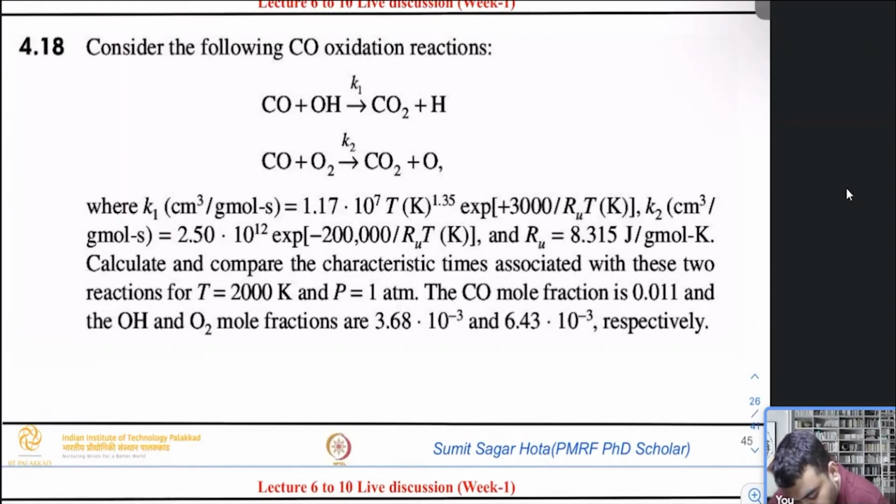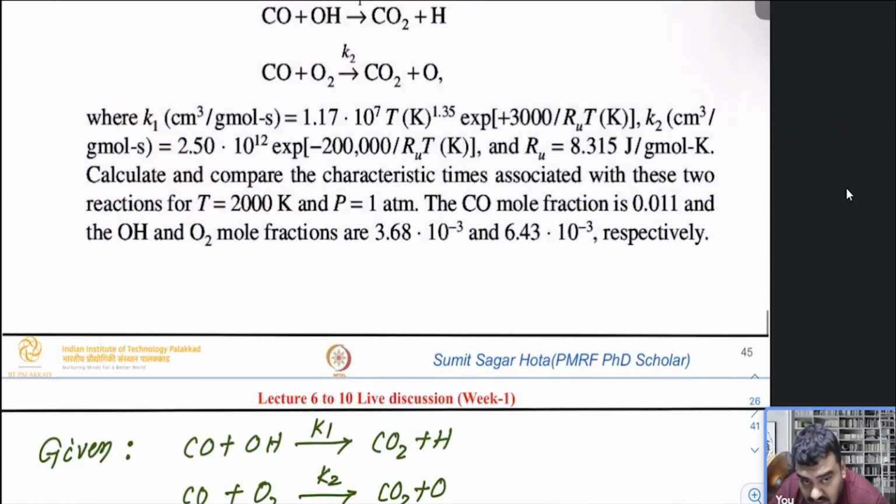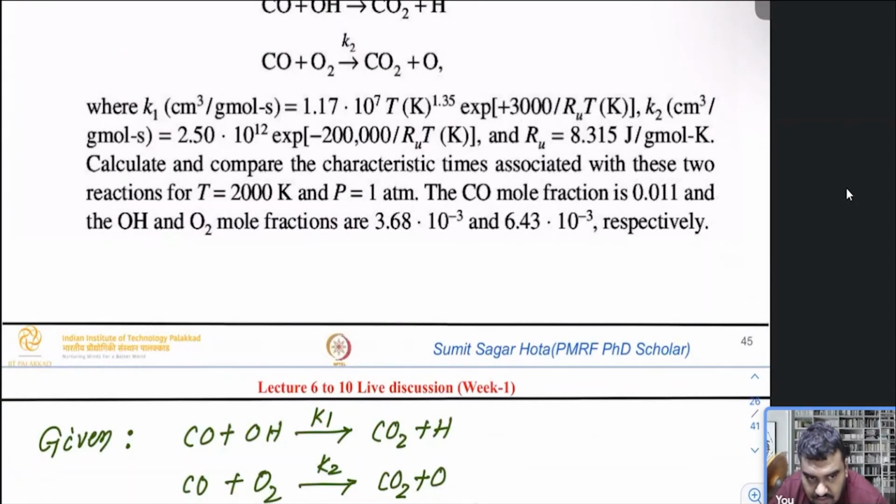Consider the following CO oxidation reactions. CO plus OH gives rise to CO2 plus H. CO plus O2 gives rise to CO2 plus O. K1 and K2 are the reaction rate constants. What is the unit of the reaction rate constant? It is centimeter cube per gram mole second, in CGS units. You can convert it to SI units, which is meter cube per kilomole second. Some values are given and some expressions are also given, and R-u is also given.